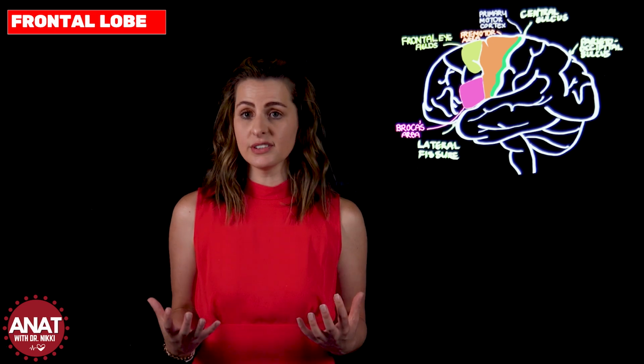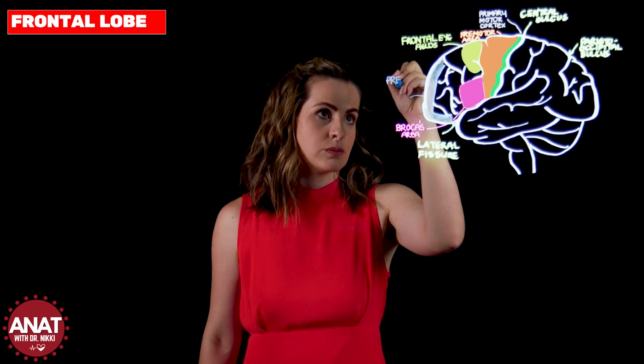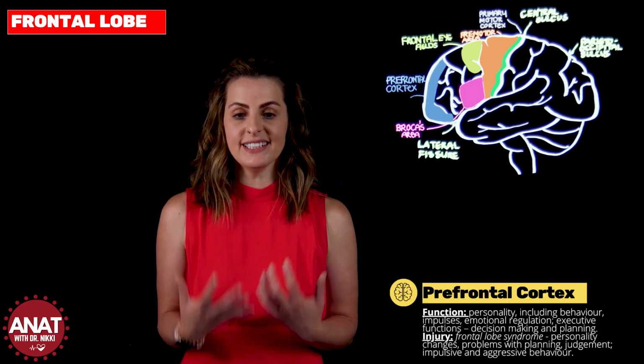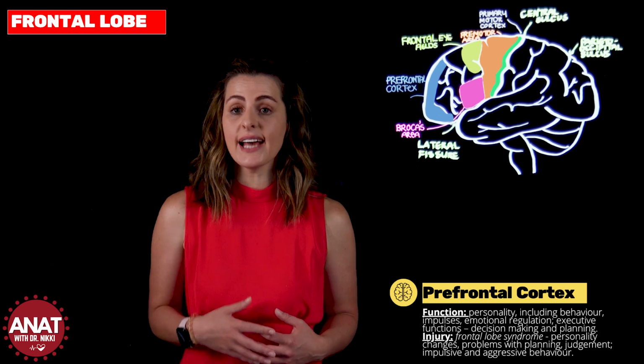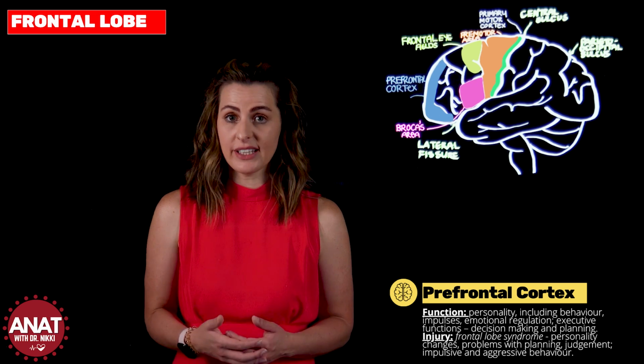The final functional cortical area for us to cover in the frontal lobe is going to be located at the frontal pole, and we call this the prefrontal cortex. It is ultimately the seat of our intelligence. This area is responsible for the makeup of our personality. It also includes our behaviors, our impulses, and our emotional regulation.